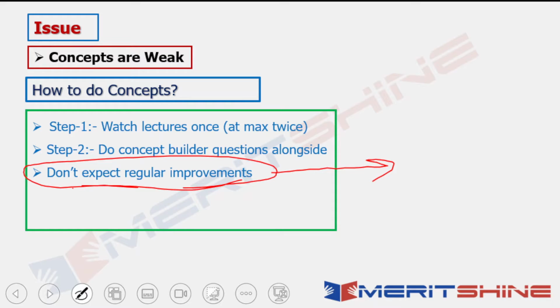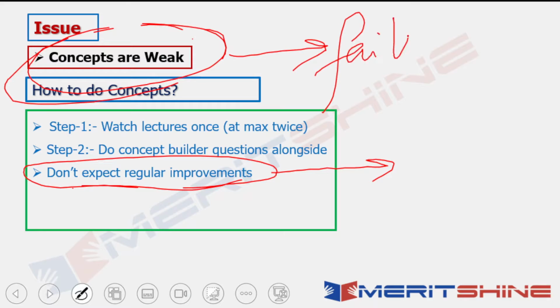Now, why do you need to remember this in your mind so that it does not lead to your failure? These are the reasons of failure, right? But people do not fail because concepts are weak. People fail because when their concepts are weak, they end up doing things the wrong way in a limited period of time, and therefore they fail, right? So, when we say don't expect regular improvements, that also means that you will not try to find shortcuts for doing questions, mindless shortcuts rather, right?